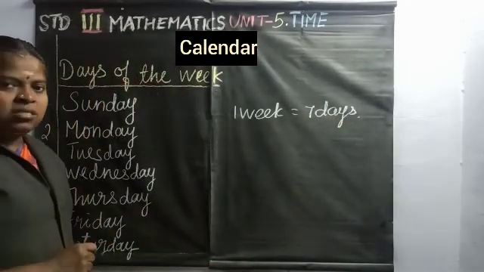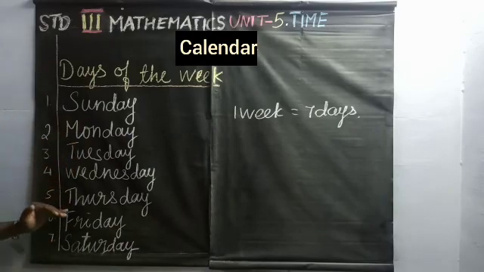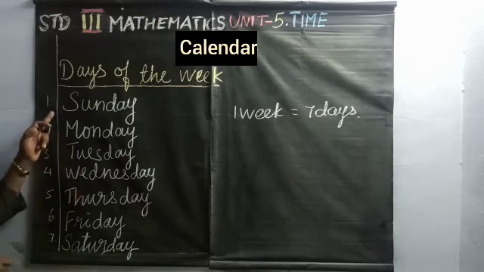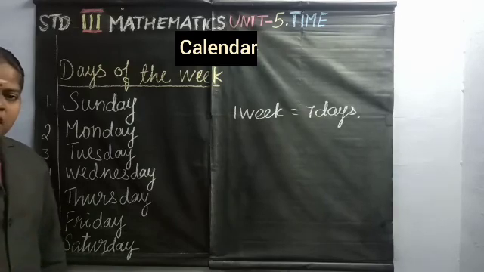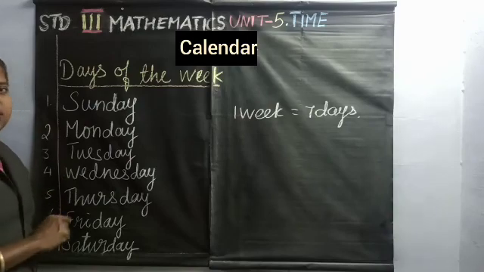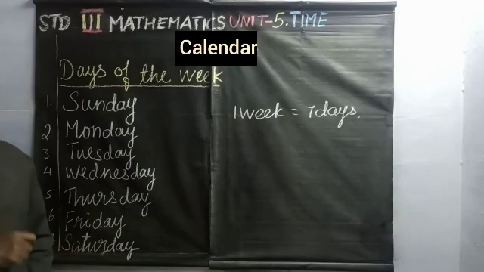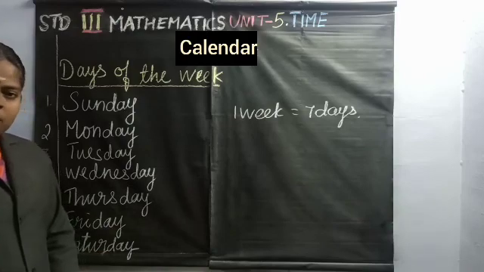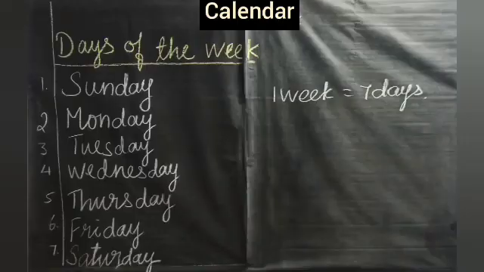What are those days? Sunday, Monday, Tuesday, Wednesday, Thursday, Friday and Saturday. What is the first day of the week? The first day of the week is Sunday. The last day of the week is Saturday. Which day is our common holiday? Yeah, Sunday is our common holiday.